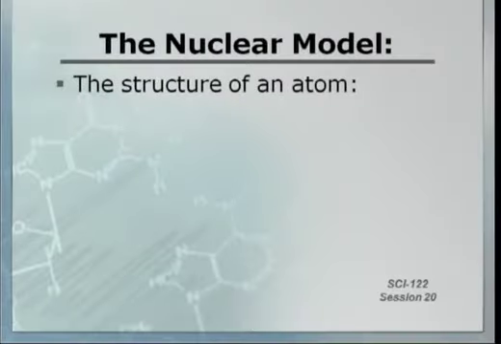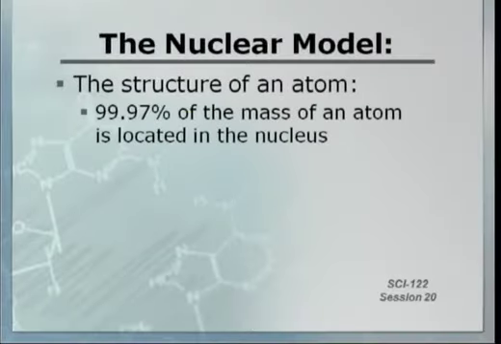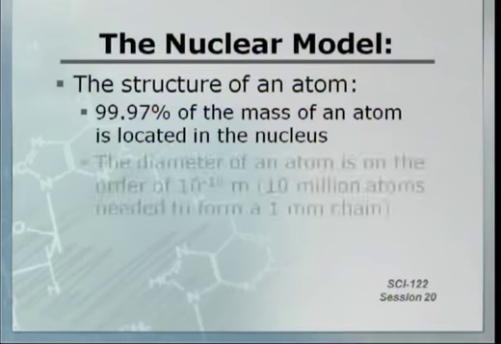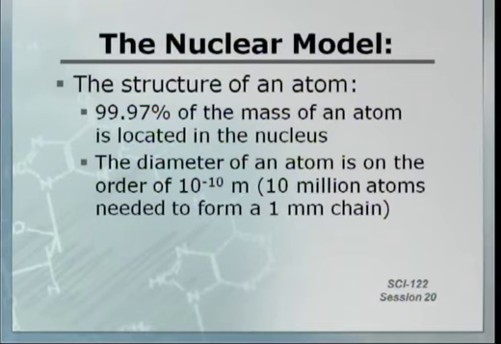Furthermore, if you look at now the structure of an atom, basically 99.97% of the mass of an atom is located in the nucleus. So most of the mass is stuck there right in the center with very little mass buzzing around on the outside in the form of electrons. And more importantly, if you look at the size of an atom, the diameter of an atom is on the order of 10 to the minus 10 meters, or 10 million atoms will be needed to form a 1 millimeter chain. So these atoms are extremely small.